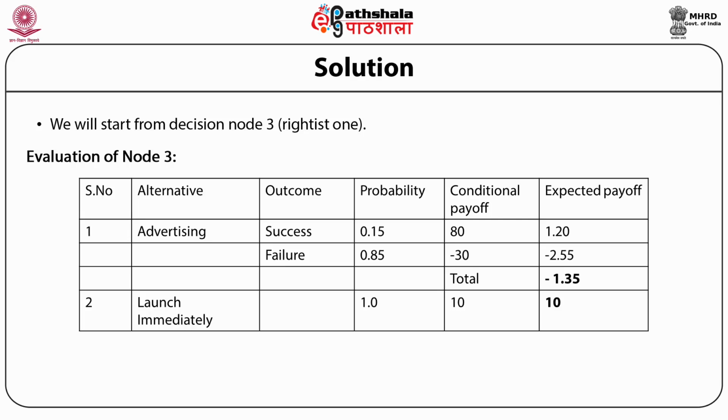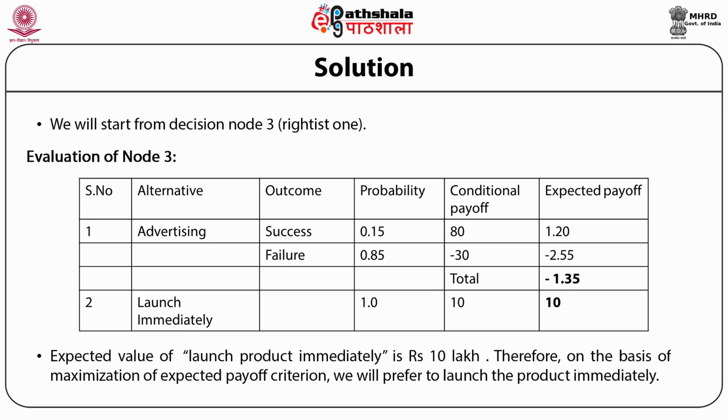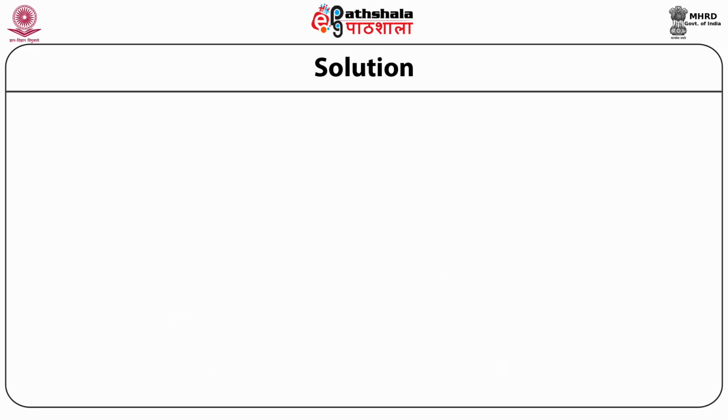And similarly, if we go with the second alternative, that is launch immediately, its probability is 1 and conditional payoff is rupees 10 lakh. So obviously between both the alternatives, launch immediately is the better one, because in this case expected payoff is 10 lakhs. So expected value of launch product immediately is 10 lakhs. Therefore, on the basis of the maximization of expected payoff criterion, we will prefer to launch the product immediately.